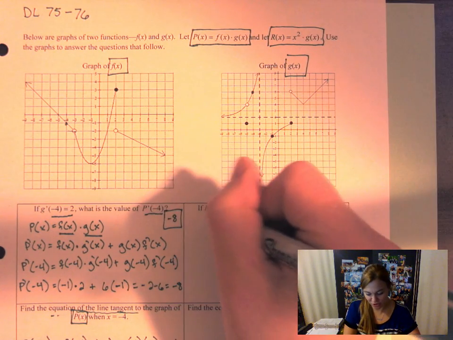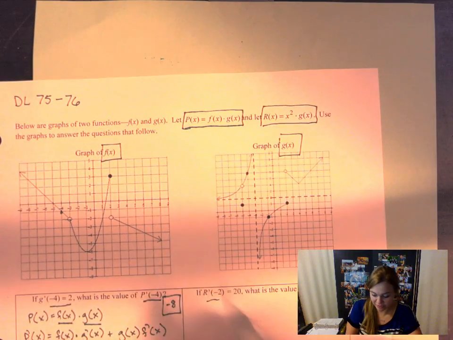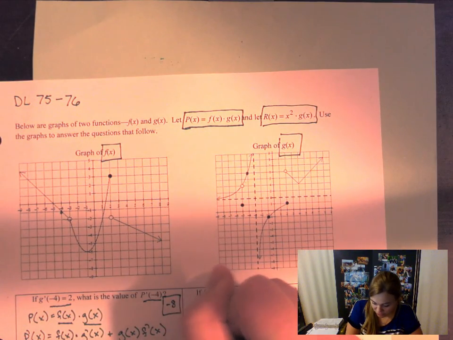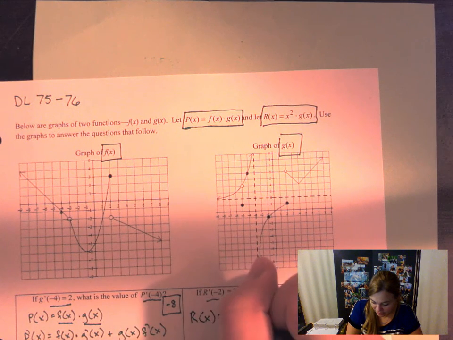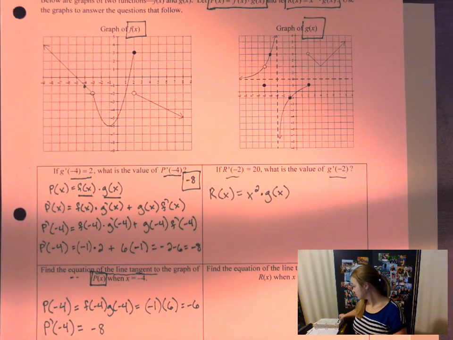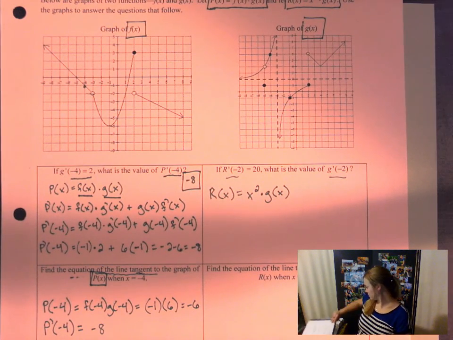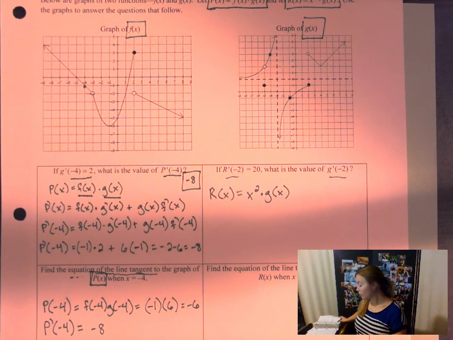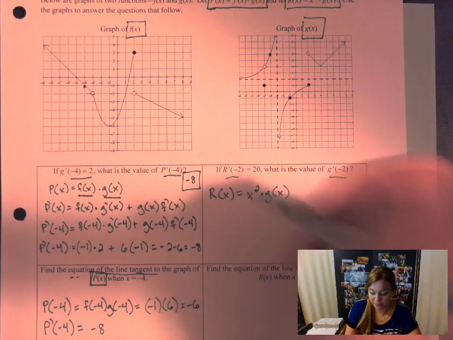Interesting, but it's giving me r and it's asking about g. So I'm going to be looking up here at this r of x. So r of x is equal to x squared times g of x. Now what I want you to do is take the derivative. So what is the derivative of r of x?